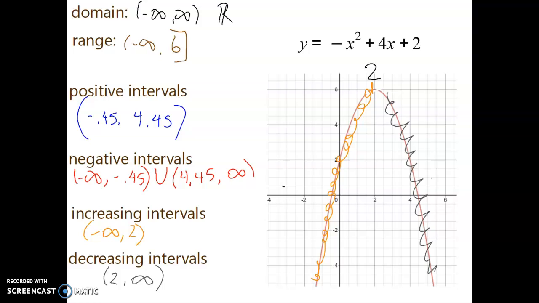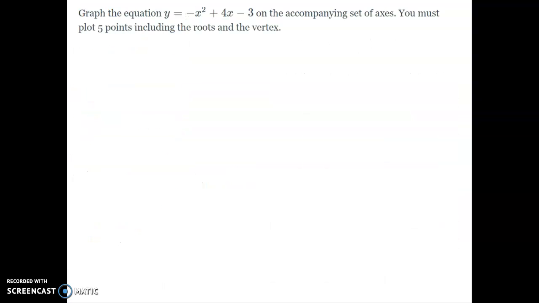Okay, let's look at one like you're going to see in Delta Math in your homework. So I've got this one, graph this equation, and it says you have to plot 5 points, just like we did before, but this time it tells you the points have to be the roots and the vertex. Okay, so vertex first. You already wrote this formula on your paper. h equals negative b over 2a. All right, so just like before, this one is going to work out to be positive 2. So let's put that in our calculators.